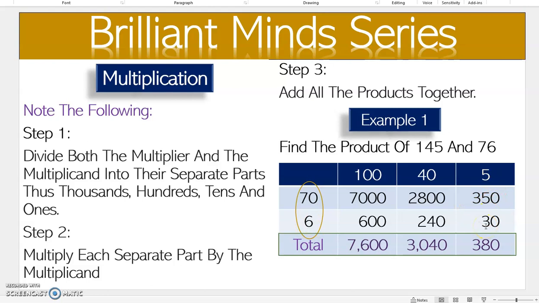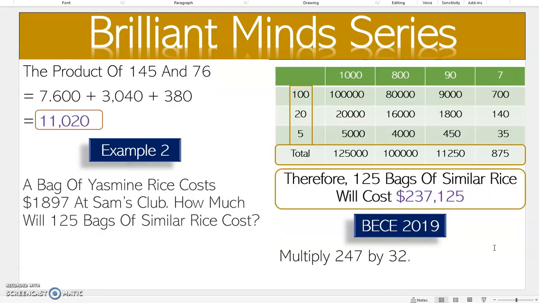And then we sum them up. We don't include the 100. 7,000 plus 600 gives us 7,600. 2,800 plus 240 gives us 3,040. And then 350 plus 30 gives us 380. And so the product of 145 and 76 is 7,600 plus 3,040 plus 380. That gives us 11,020.